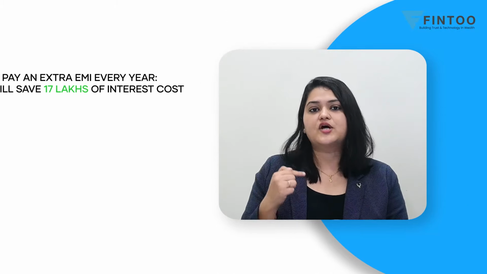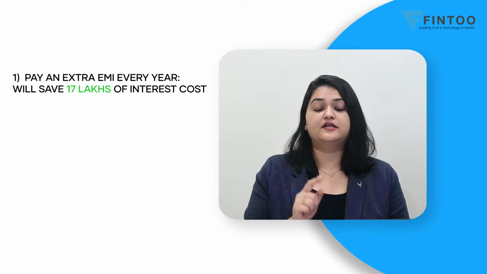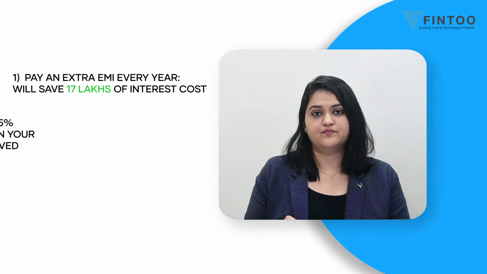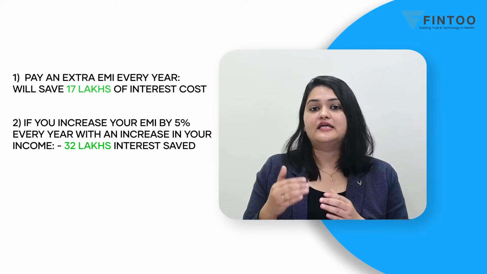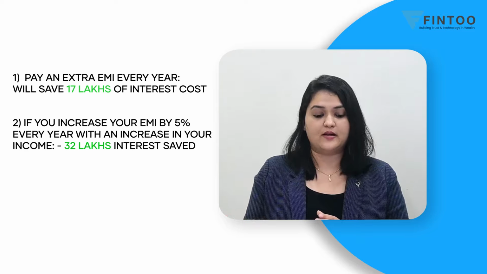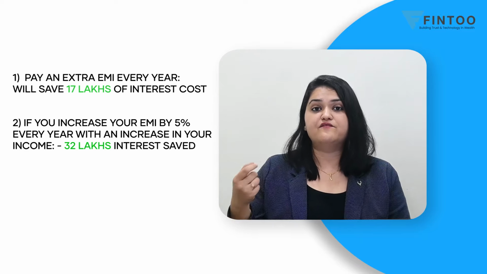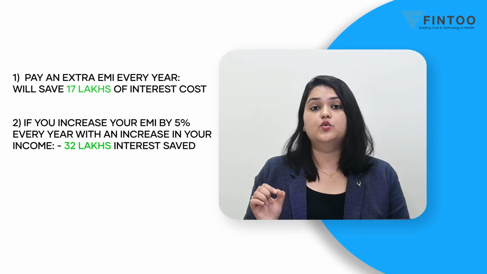Now how to start prepaying it? The first thing that you need to do is pay an extra EMI every year. This will definitely help you save your interest cost by as much as 17 lakh rupees. The second thing that you need to do is, as and when your income is increasing, make sure you're increasing your EMIs as well. So if you increase your EMIs by, let's say, 5% every year, then you will be able to save an interest cost of 32 lakhs.